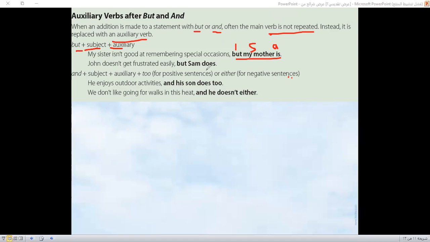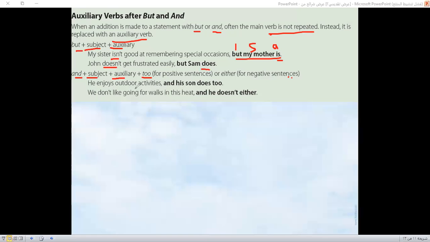So I use but always when I give the opposite. So John does not get frustrated easily, but Sam does, which is the opposite we have. You see, is, isn't, and then is, does not, and then does. This is not the case all the time. Sometimes I'm talking about a group, but I mean the same group or the same category. Does, maybe do, or does also. But with and, I have and, subject, and then the auxiliary, and then too for positive sentences, or either for negative sentences.